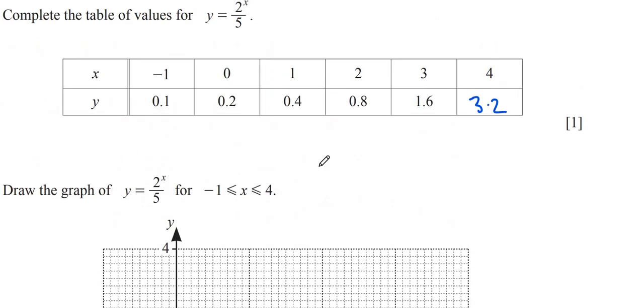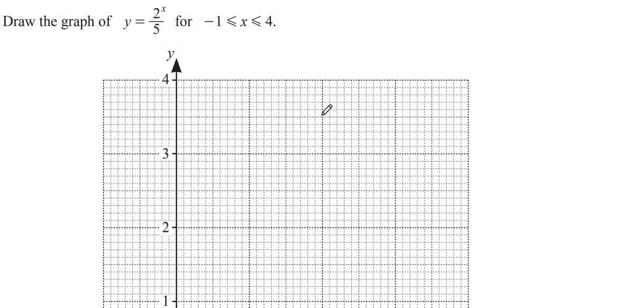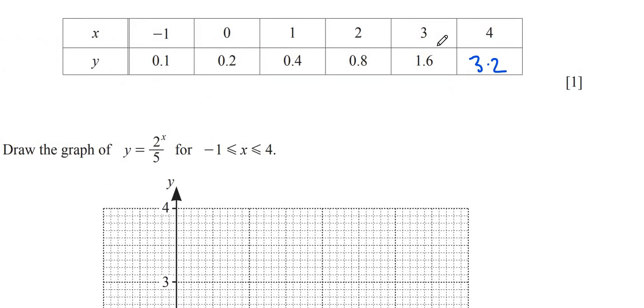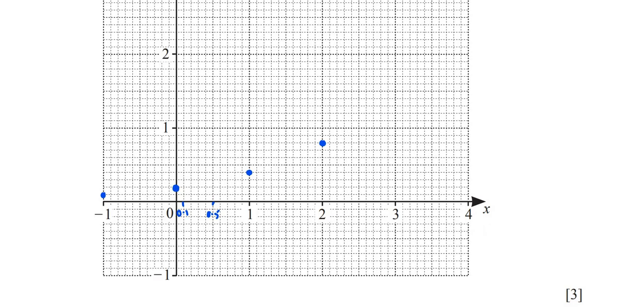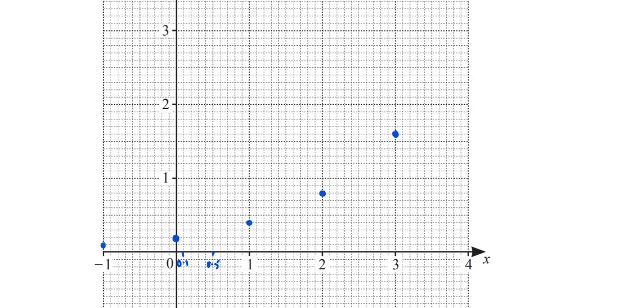Then we have 1 comma 0.4, which is this point. Then we have 2 comma 0.8, which is this point. Then we have 3 comma 1.6, which is this point. And then we have 4 comma 3.2, which is this point, guys. Now you will sketch.